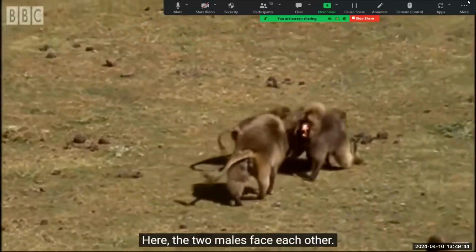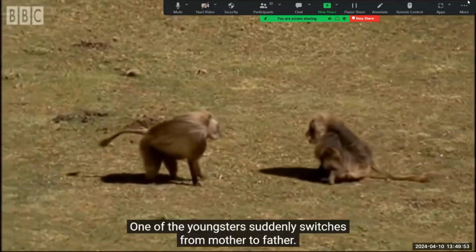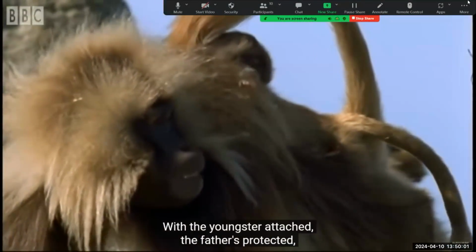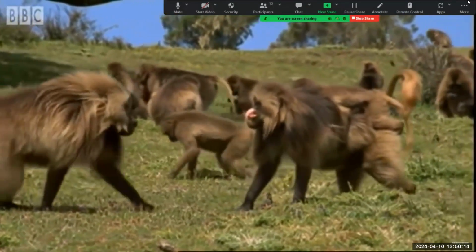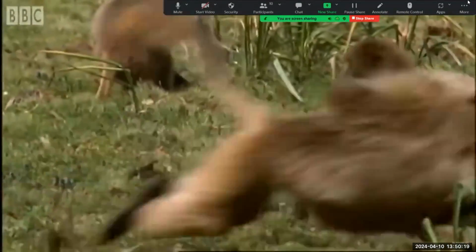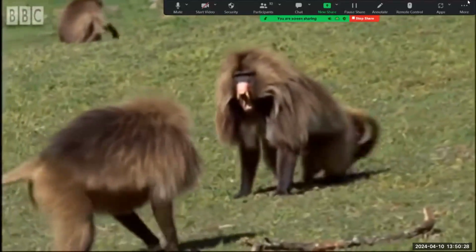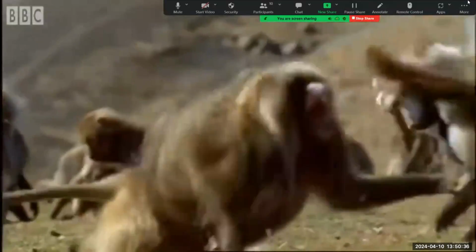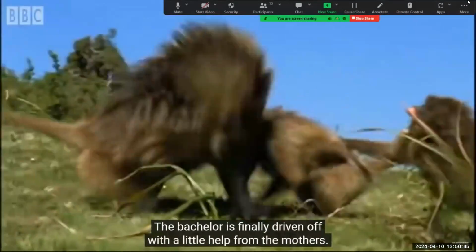Here, the two males face each other. The family man backs towards one of his more loyal wives, calling for support. One of the youngsters suddenly switches from mother to father. This should calm things down. With the youngster attached, the father's protected, and the harem should unite. But it can go wrong. The youngster is slipping off. The family are frantic. The harem master has no protection from attack. The bachelor is finally driven off with a little help from the mothers.